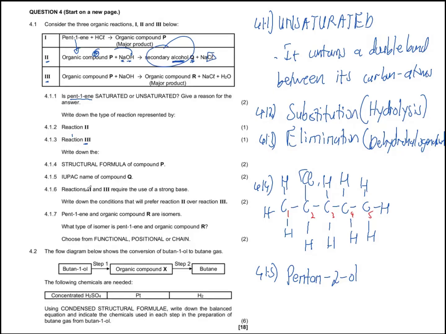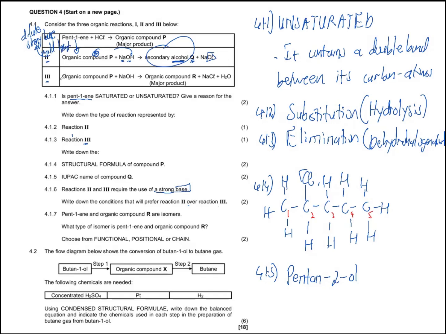Then 4.1.6 says, reaction 2 and 3 require the use of a strong base, right? Write down the condition that will prefer reaction 2 over reaction 3. Now we know reaction 2 is the substitution, hydrolysis. Normally here we need a dilute, strong base, and then mild heat.